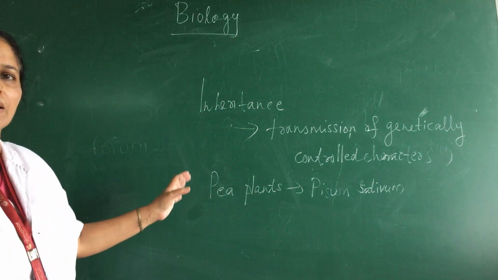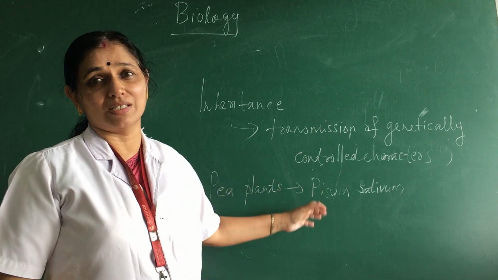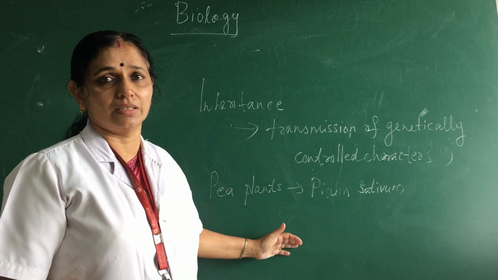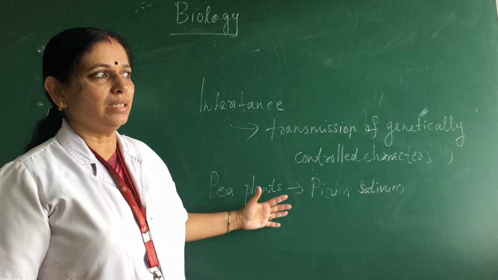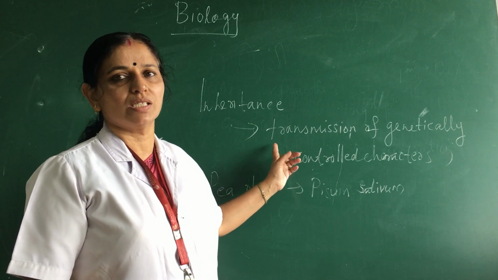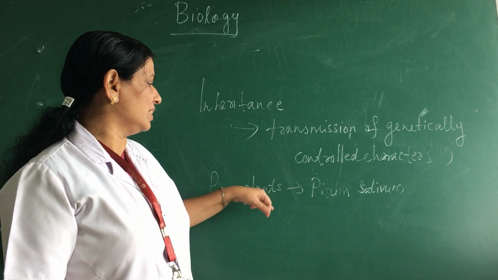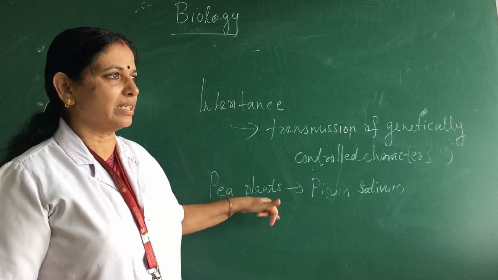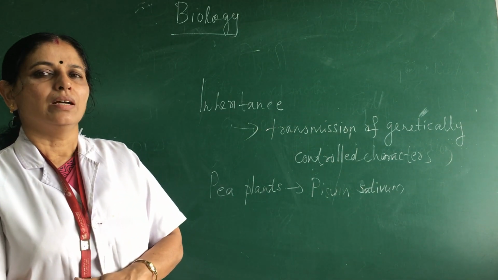So, why did he select pea plants? Because pea plants have several clear-cut differences, several contrasting characters. For example, tallness and dwarfness, round seed and wrinkled seed, the color of the seeds and the color of the flowers, all these are visible in pea plants. So he selected pea plants and cultivated them in his garden, and he conducted several experiments. First he conducted the monohybrid cross, and the second one is the dihybrid cross.